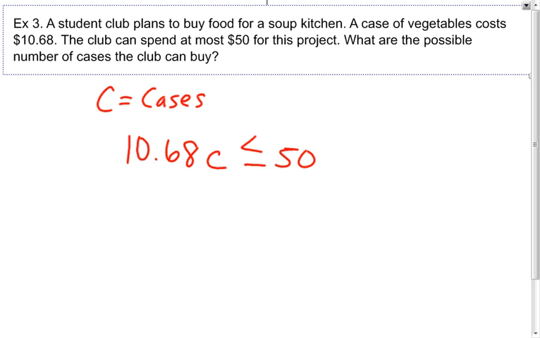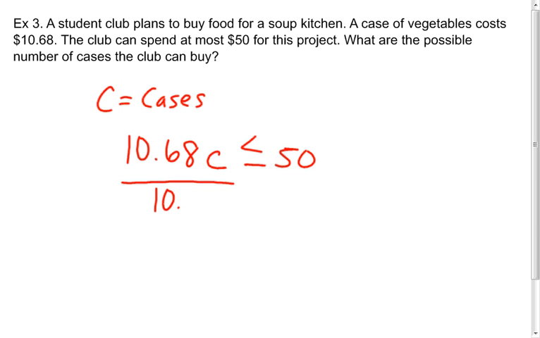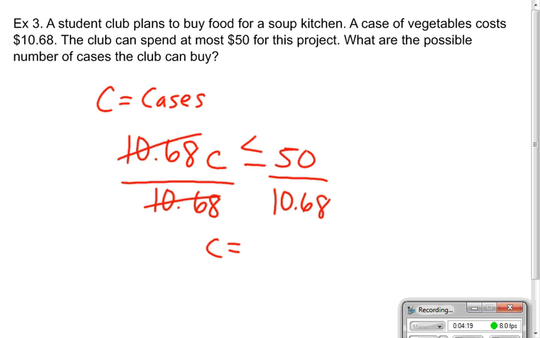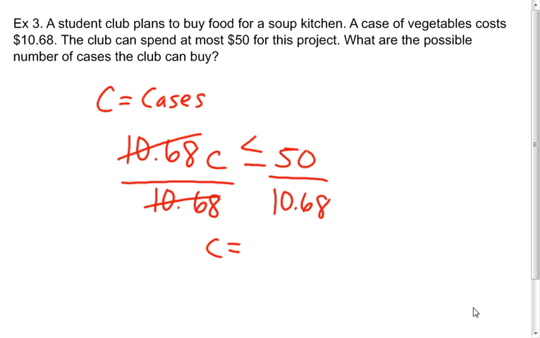C is my variable. It's being multiplied by 10.68, so I have to divide by 10.68. Do it to both sides. Those cancel. $50 divided by 10.68 gives me 4.68 cases of vegetables. The store isn't going to let me, sorry, I turned that into an equal sign.